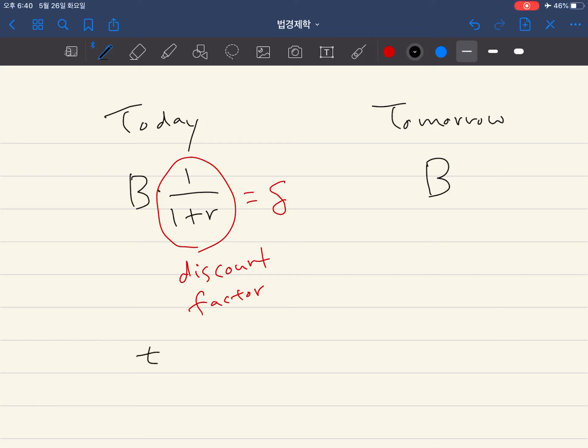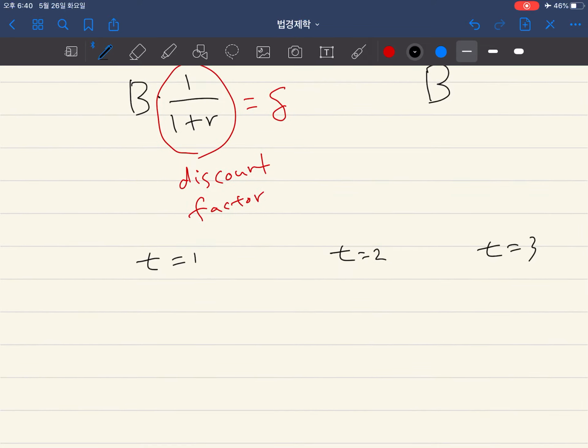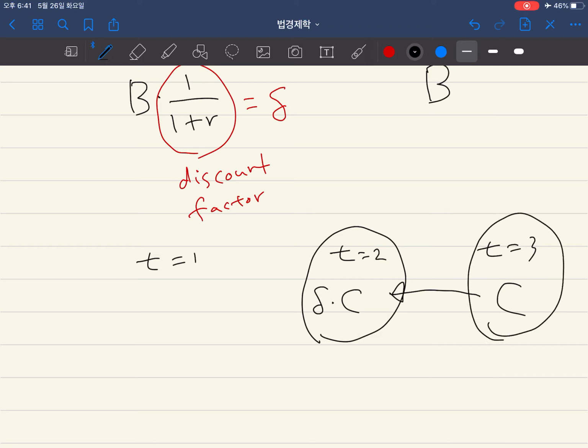And let's say this is today, time period 1, and time period 2 is tomorrow, the day after tomorrow. Let's say you're gonna get C dollars the day after tomorrow. Then what is the present value of this C dollars? So you're gonna multiply the discount factor once to calculate tomorrow's value of C dollars the day after tomorrow. And you multiply the discount factor one more time to calculate the present value.